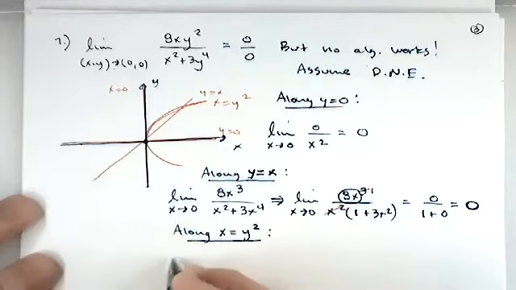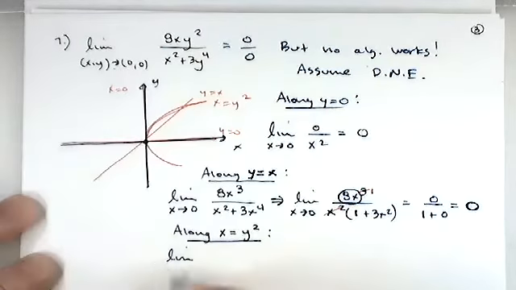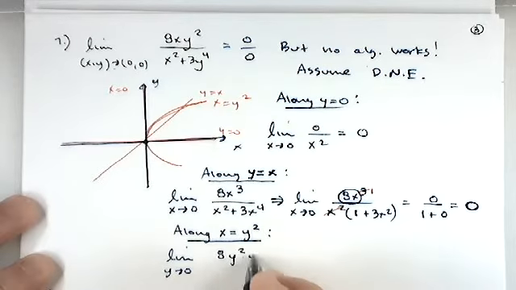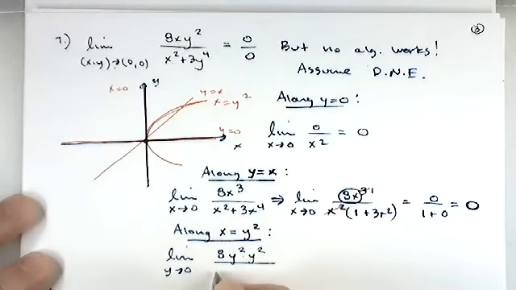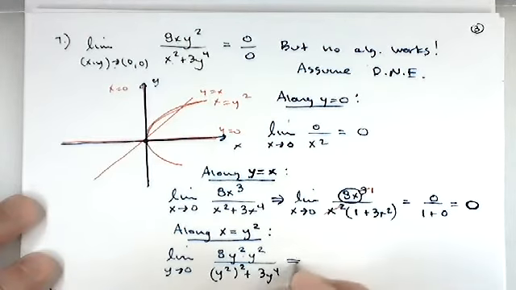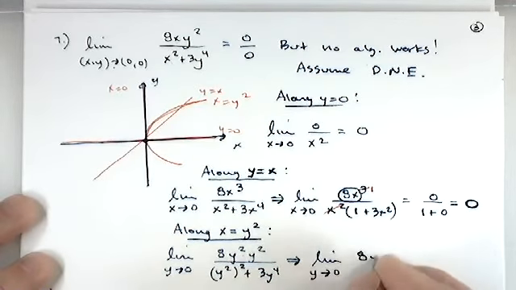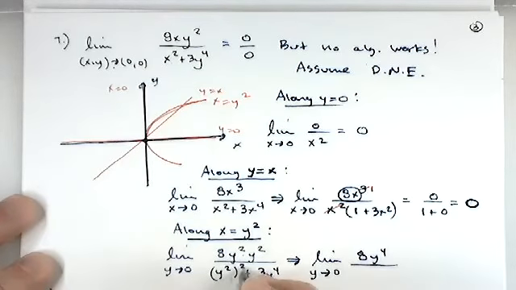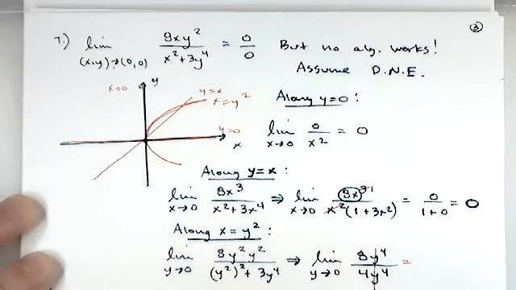I'll explain in a minute, but let's see what happens. If I replace my x's with y squared, now I'm going to have just y approaching 0, and I get 8 times y squared for x, times y squared, over my x is y squared, so this is going to be y squared squared plus 3y to the 4th. And if I combine, I get 8y to the 4th over y to the 4th plus 3y to the 4th, which is 4y to the 4th. And lo and behold, I get 8 over 4, which is 2.